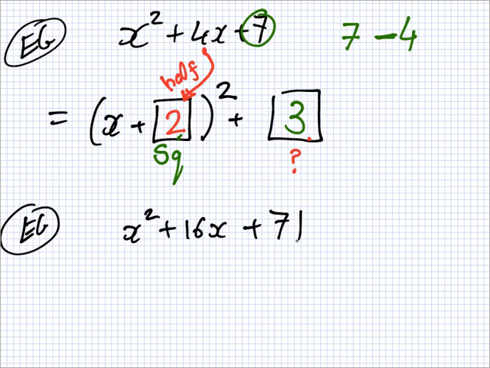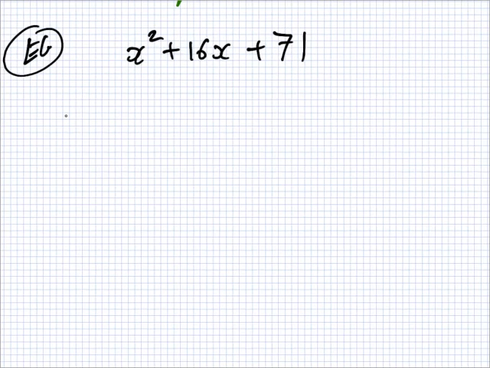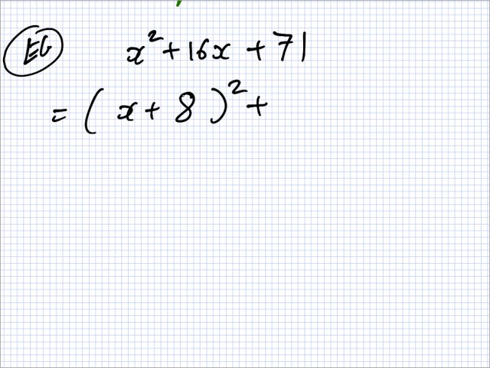Right, next one. So this will be x plus some number squared plus some number. Well, this is obvious. Half of 16? 8. And it'll be 71 minus 64. 7.